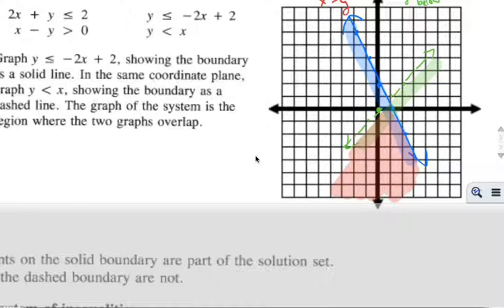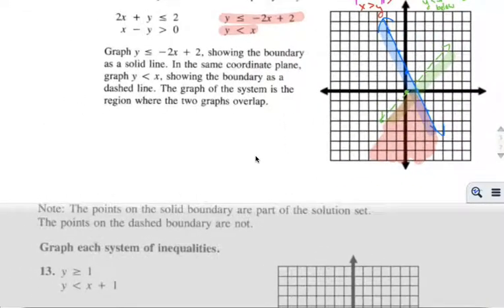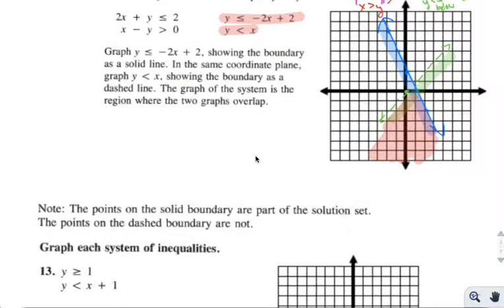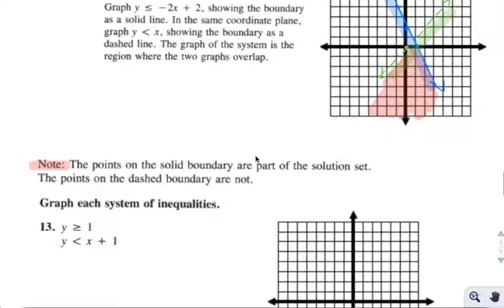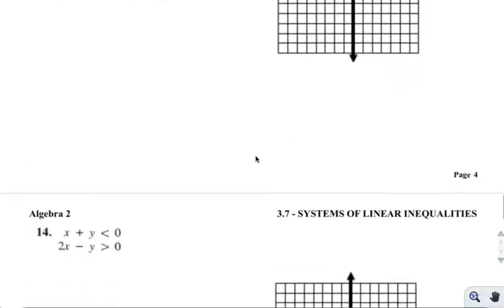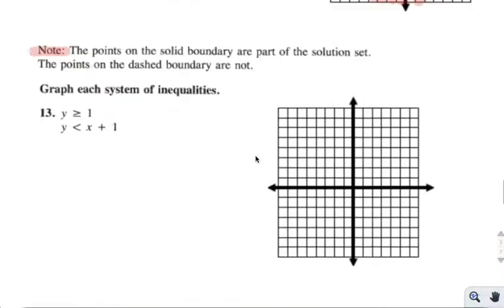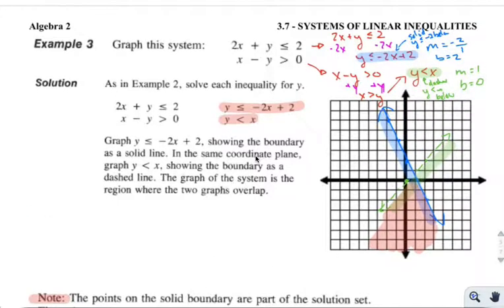So again, we've gotten y by itself on both of them. We've graphed both of those using slope and y-intercept from the associated equations, and then I shaded appropriately. We want to note that the points on the solid boundary are part of the solution. The points on the dashed boundary are not. I believe the rest are problems for us to work in class, so we'll pick those up again in class. And we are done.